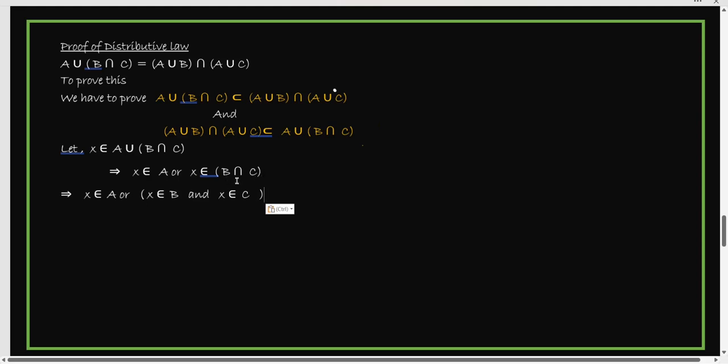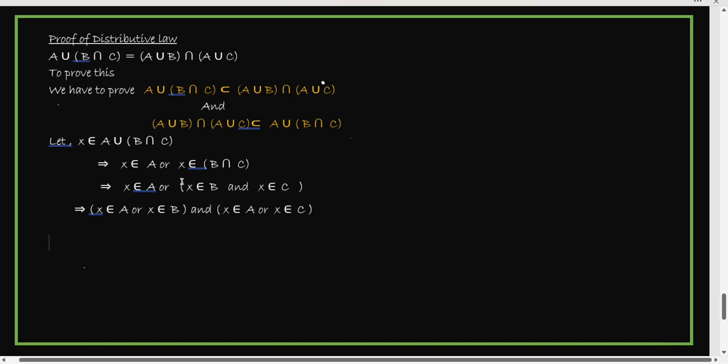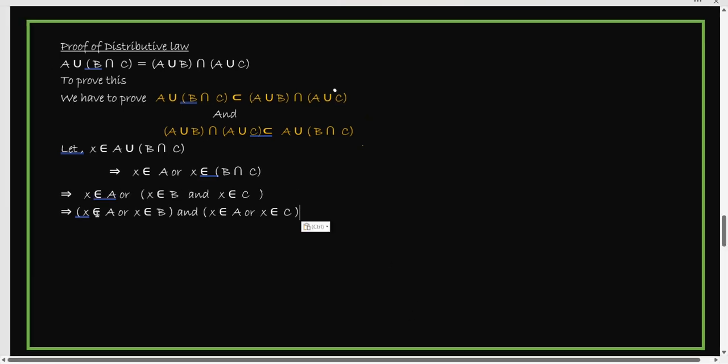This is because intersection is there. We'll write "and". Here, this X belongs to A, we can distribute over these two sets inside the bracket: X belongs to A or X belongs to B, and X belongs to A or X belongs to C. This I explained in detail in this video only, "or" distributes over "and". So X belongs to A can be distributed among these two inside the bracket.